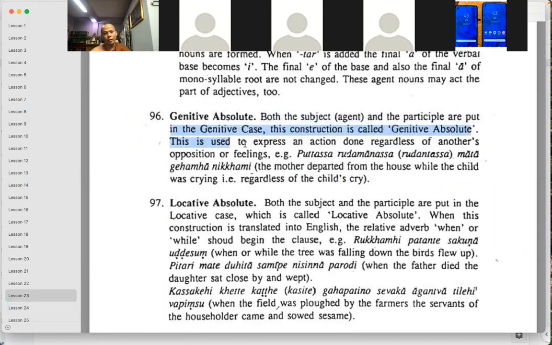Actually, this is used to express an action done regardless of another, though maybe that one is not so important. But here you can see Bodhasa, that is the subject. So Rudamanasa, Mada Gihama Nekami, two lines. The mother departed from the house, and why the child was crying, you see? Why the child was crying, that is the point.